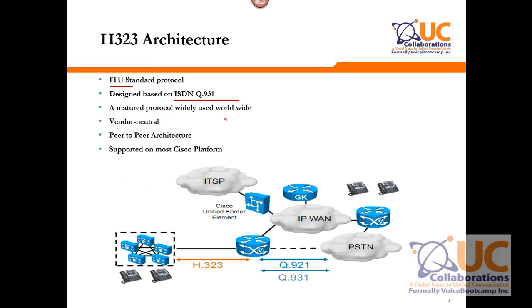Q.931. Now, because this is one of the very old and first protocols in the market, it was a mature protocol because it was widely used worldwide. It is a peer-to-peer architecture, so the PSTN signals will come into the router. The router will intercept the ISDN Q.931 packet, look at the destination number in that message, and then look for the dial plan in the router itself before it sends the call to Call Manager. And of course, when the call goes to Call Manager, it has to have its own dial plan matching the same number.